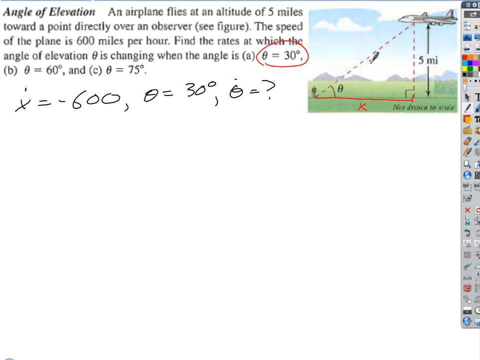So we could write this as tangent, but there's even something better we could do. Tangent's opposite over adjacent, that puts the x on the bottom. What might be better? Cotangent. Cotangent puts the x on the top. See what I'm saying? They both work.